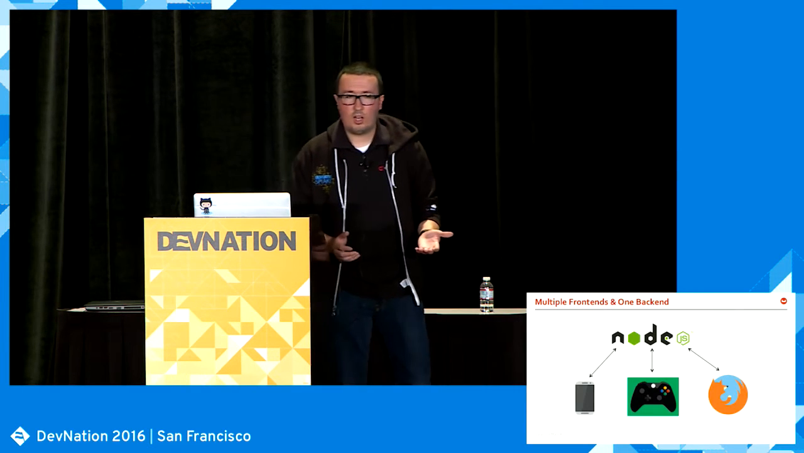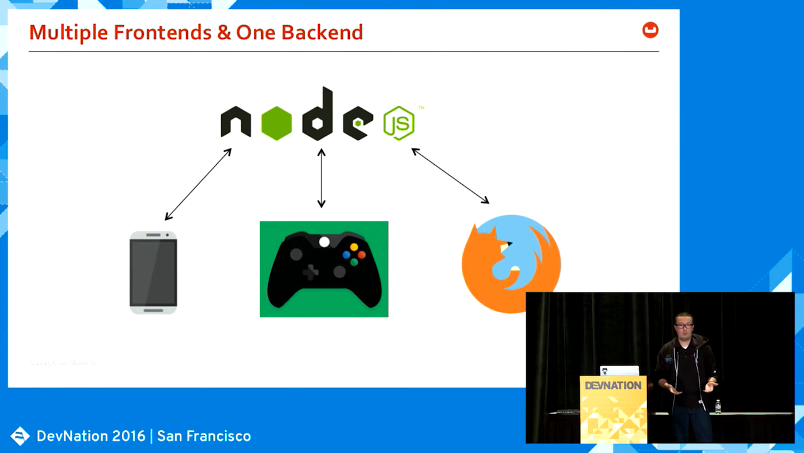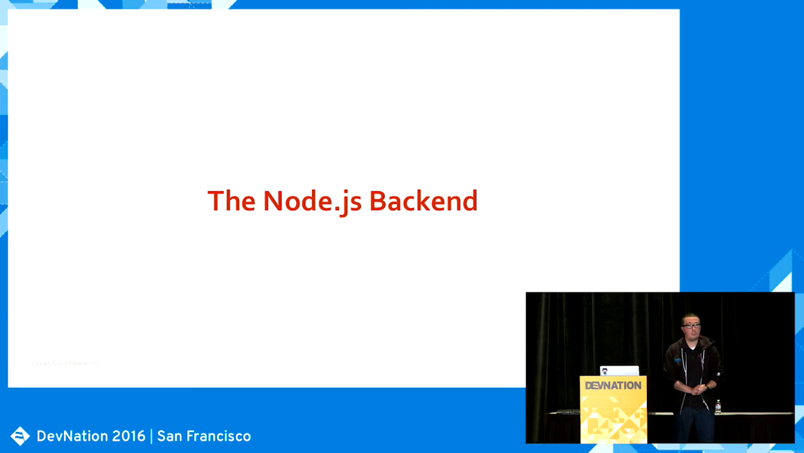So an example, and I can't prove that this is what they actually do, but it's my assumption. For example, gaming consoles: I can purchase games on my phone, on my video game console, or on my web browser. I assume that these are all front-end interfaces to a back end that maybe Microsoft or Sony has. Otherwise, I imagine it would be very difficult to maintain all of these. So we'll look at the code now for the Node.js back end.